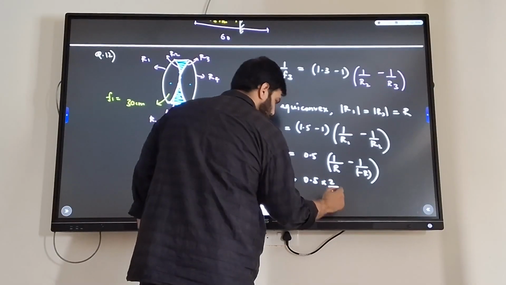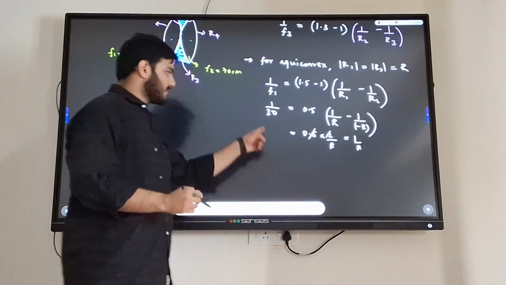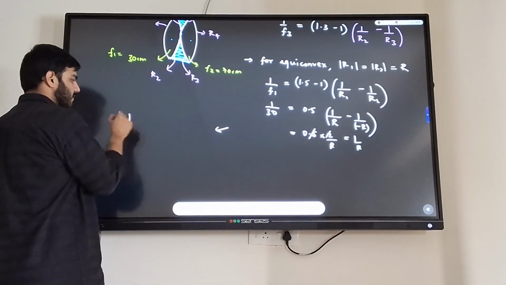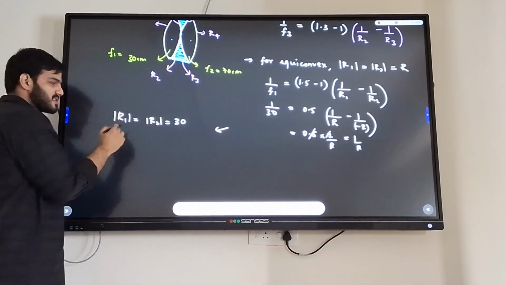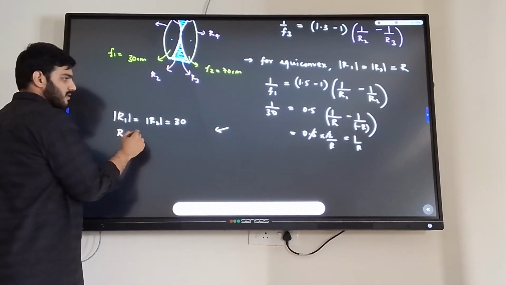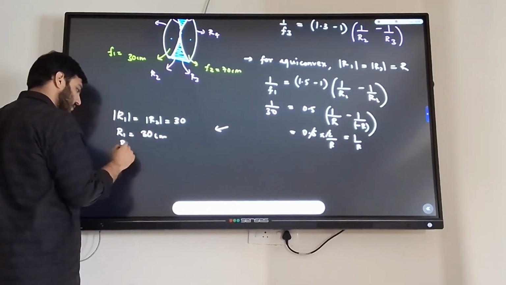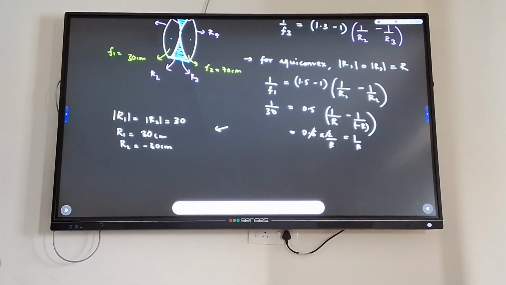2 by R, and that's basically 1 by R. So what is R equal to? R is equal to F actually. So mod of R1 is equal to mod of R2, which is equal to 30. But to be more precise, what is R1 then? That's plus 30. And what is R2? Minus 30. So actually you found your radius of curvature to be equal to your focal length.